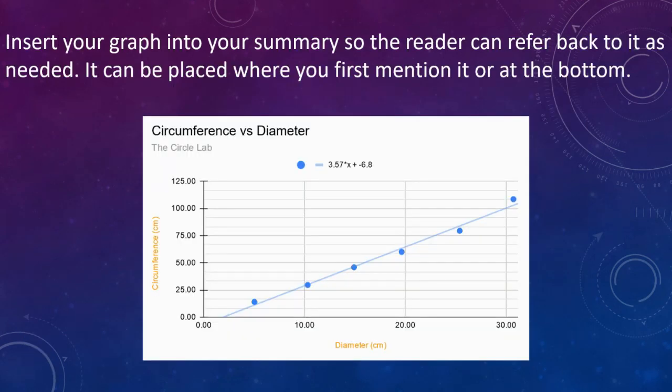Now, for this particular type of summary, you are going to want to include a picture of your graph. You're going to be citing your graph and referring back to it in your summary. So you want it there as a picture for people to refer to. So go find your graph, take a screenshot or make a copy, and put it into your summary. It can go at the bottom of your summary, or it can go in the middle when you start citing it. It's up to you, however you prefer to do that. But go find your graph, make a copy, put it into your summary.